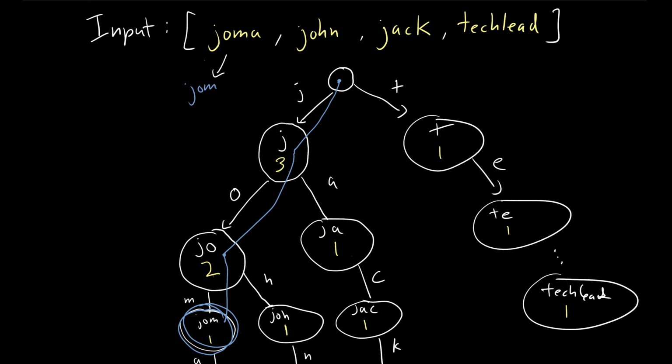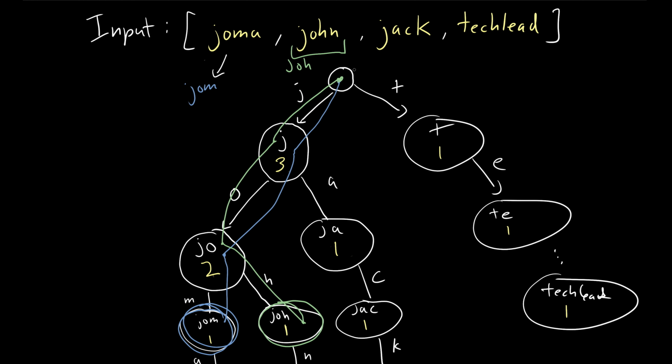All right, let's try John now. So John, it starts with J also. And then what's after J? It's O also. Is it a 1 yet? No, it's still not a 1. What's after O? It's H. Oh, it is a 1 now. Perfect. J-O-H. That's the shortest unique prefix.